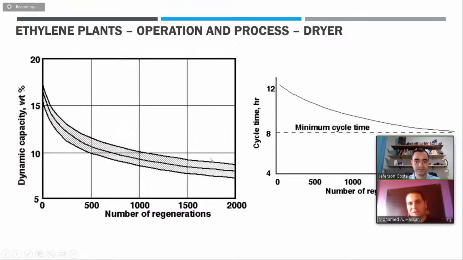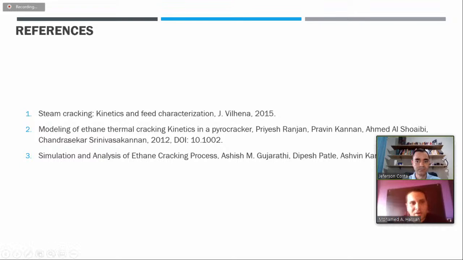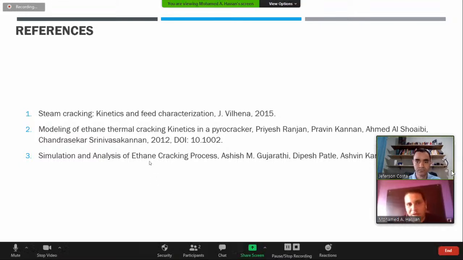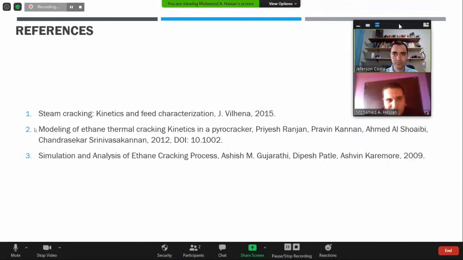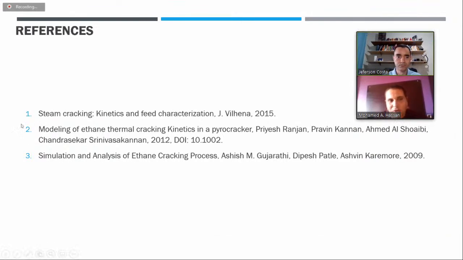But I just explained the basics, I mean, the importance of calculating the dynamic capacity of the dryer over time and forecasting the performance of the dryer in the future. And this is the reference I mentioned regarding the kinetics of the steam cracking. And I think in the second one, you will have maybe 10 reaction kinetics with the reaction rate constants. You can find them.